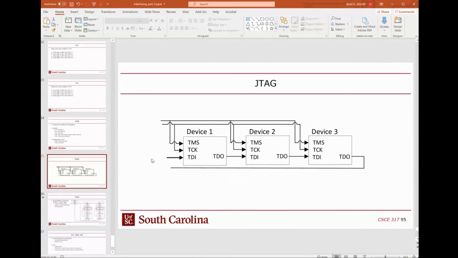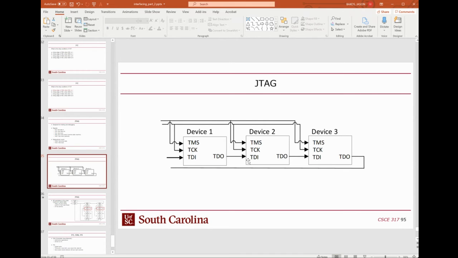So TDI comes into a chip, TDO comes out of the chip, goes into the TDI of the next chip, comes out of the TDO of that chip into the TDI of the next chip. So you have basically a daisy chain with JTAG, like you have with an SPI daisy chain. Whereas a fan out is when you have one wire that's connected to all of the devices, and so they all see the same value of those wires at the same time.